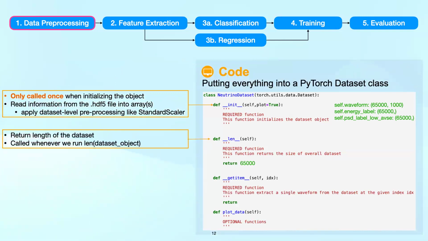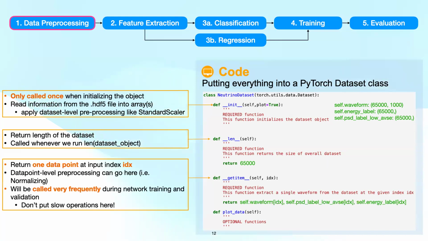The second function is the len function, which returns the length of your data set. It's going to be called whenever you run len over the dataset object that you define. In this case, the way we should write it is to just return the value of 65,000, because we have 65,000 waveforms in total.